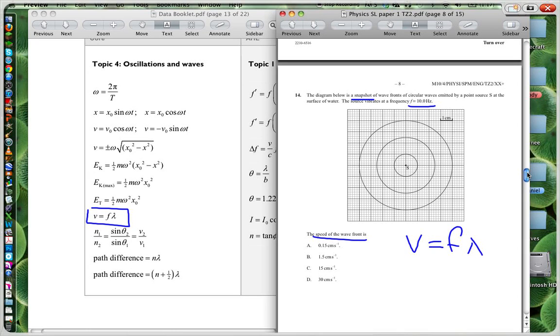Now we have our frequency, which is 10. We need to find out what our lambda is. That would be from one wavefront to the next wavefront. And I think you can see, if this is 1 centimeter from there to there, that this lambda is going to equal 1.5 centimeters. So you've got 15 centimeters per second, because this is a centimeter. So the answer should be C for 14.